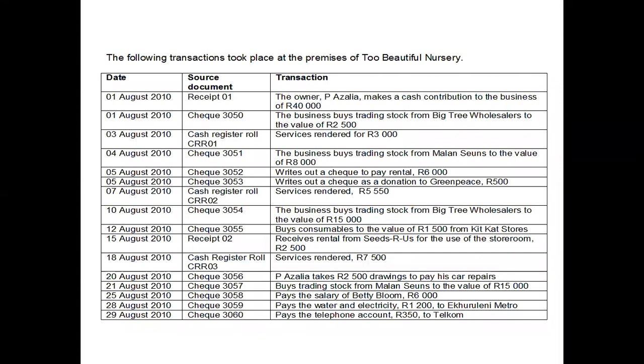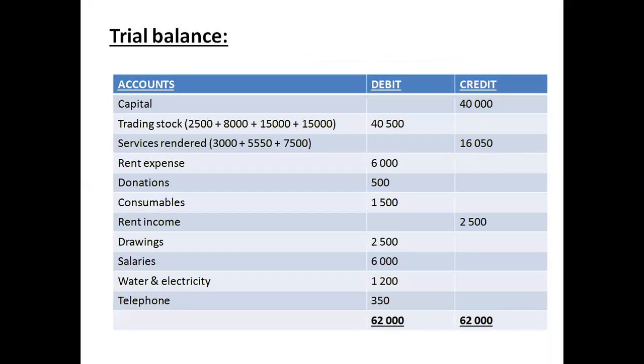Next one, write out the check as a donation to Greenpeace, 500 Rand. So your transaction is all about donations, 500 Rand. Donations is going to be seen as an expense, and we already said with the previous one, expenses are always on the debit side. So remember, donations, 500 Rand on the debit side. So there you see it.